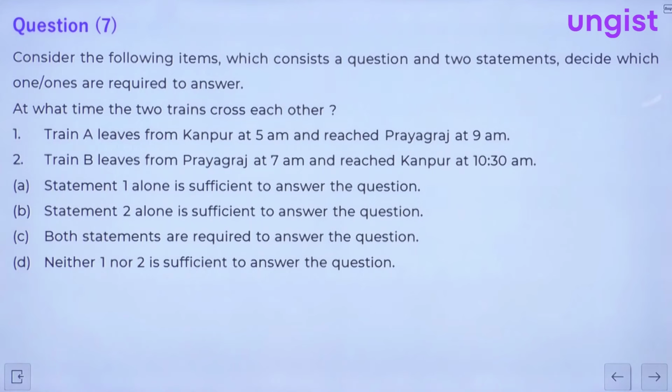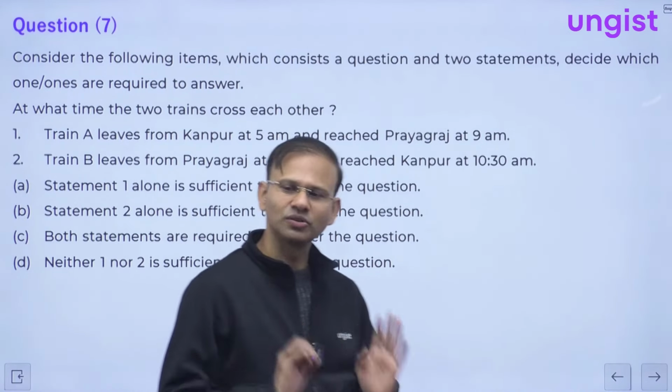at what time do the two trains cross each other? Statement number one, train A leaves Kanpur at 5 a.m. and reaches Prayagraj at 9 a.m. Statement number two, train B leaves from Prayagraj at 7 and reaches Kanpur at 10:30. Guys, whether the given information is sufficient to find the answer or not.